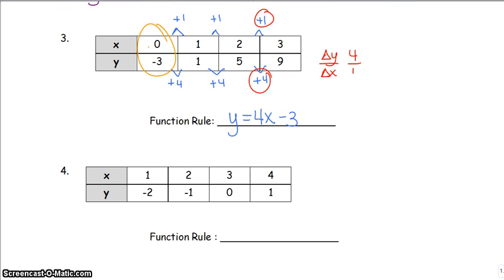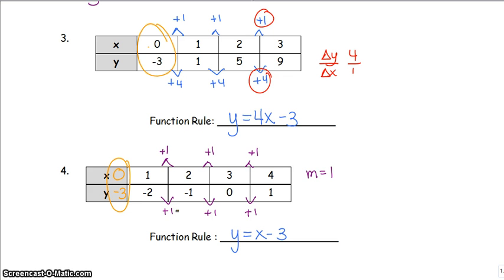Moving on. Take this one, and I want you to press pause, and I want to see if you can get the function rule all on your own. Alright, press pause, don't cheat. Alright, so hopefully you got that the slope was 1 by taking your change in y and dividing by your change in x.